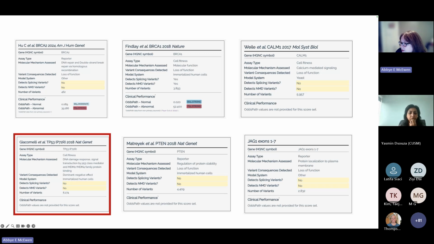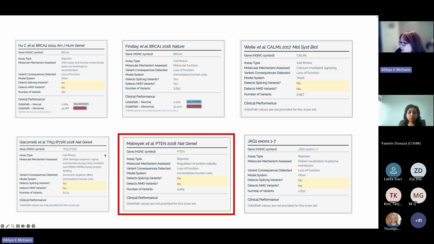assay is actually measuring. Here in this label, we've got the PTEN VAMP-seq, or protein stability, assay. So here, the molecular mechanism assessed is just the regulation of protein stability, which is only one way to break a protein. So I wanted it to be obvious when a curator looked at this label that this assay was only measuring one possible way to mess up a protein.